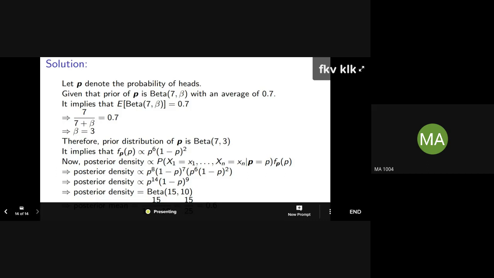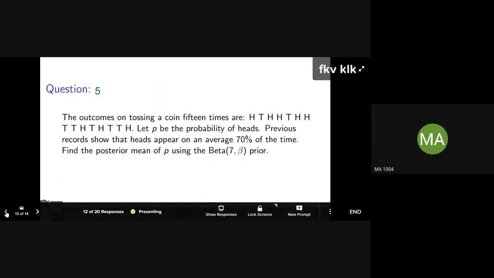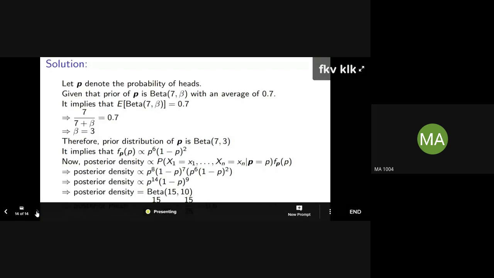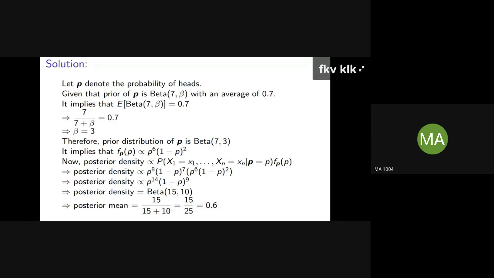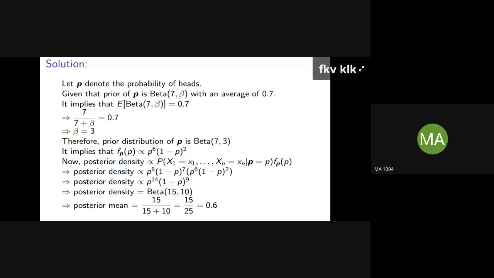After that we need to find the posterior. For the posterior we need the likelihood, and since we are interested in the number of heads, we can simply count how many heads there are. So we have 1, 2, 3, 4, 5, 6, 7, 8. Out of 15, you have 8 heads and 7 tails, right? So your likelihood will be p to the power 8, (1 minus p) to the power 7. Once you solve it, your posterior density comes out to be a beta distribution with parameters alpha 15 and beta 10. Once you have the posterior density, you can find your posterior mean, that is 0.6. So the same process. Any doubt in understanding this problem?